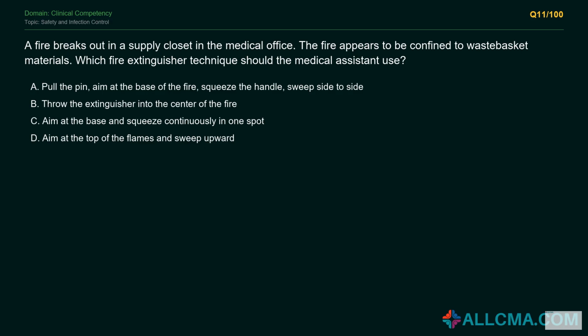Option A. Pull the pin, aim at the base of the fire, squeeze the handle, sweep side to side. Option B. Throw the extinguisher into the center of the fire. Option C. Aim at the base and squeeze continuously in one spot. Option D. Aim at the top of the flames and sweep upward.